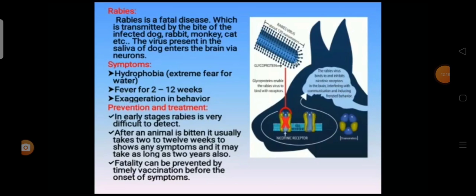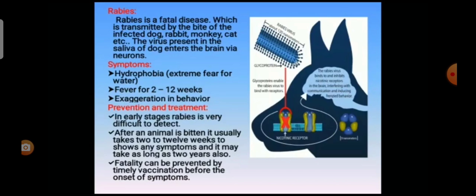Now we see about the rabies. Rabies is a fatal disease which is transmitted by the bite of the infected dog, rabbit, monkey, cat. The virus present in the saliva of dog enters the brain via neurons. Symptoms for rabies are hydrophobia, fever for 2 to 12 weeks, exaggeration in behavior.